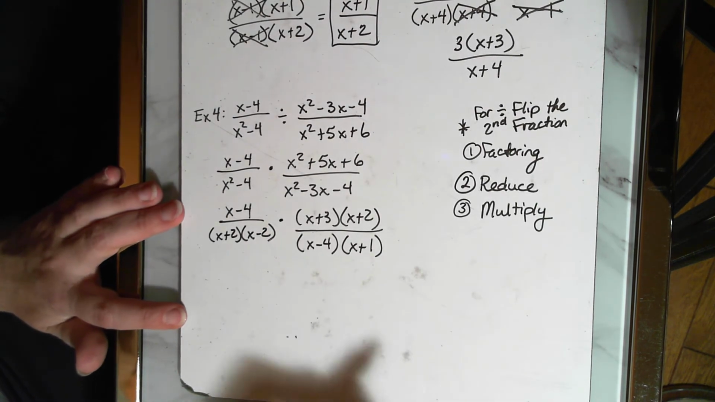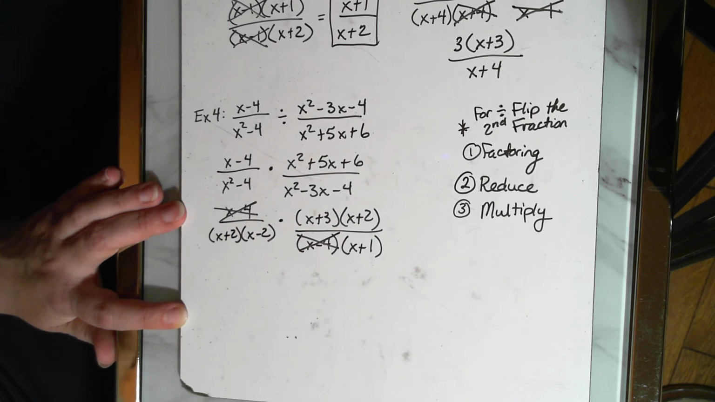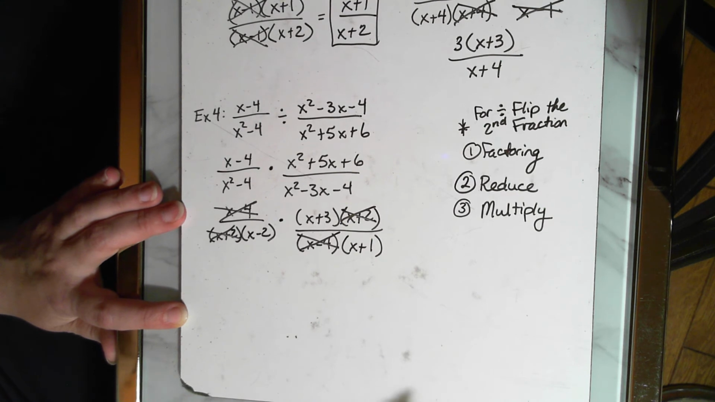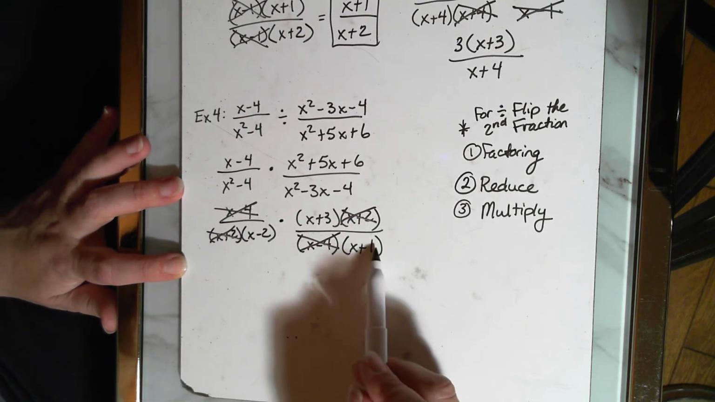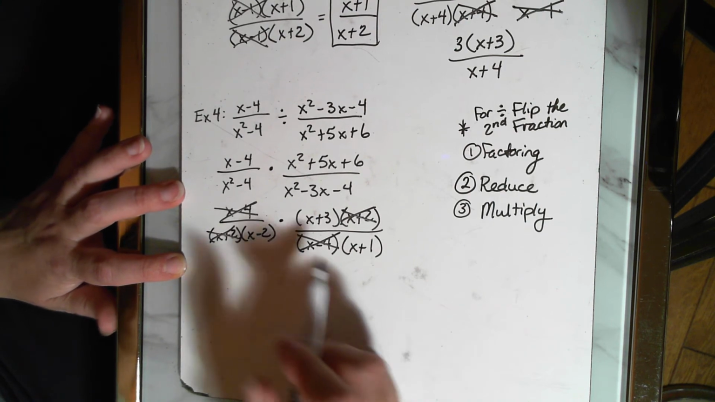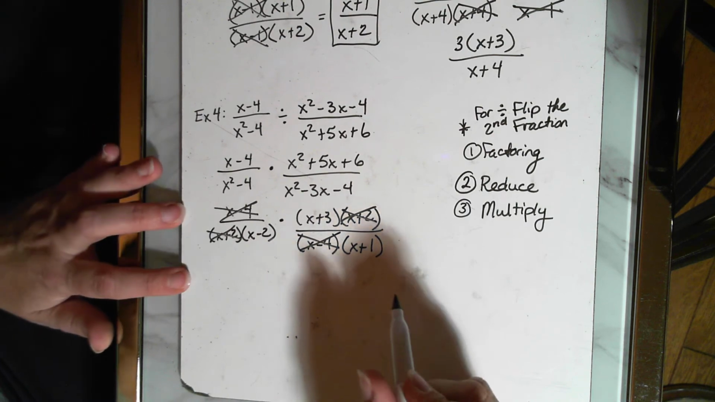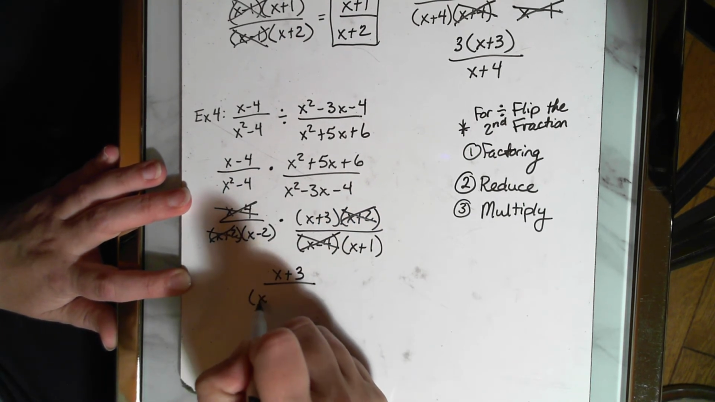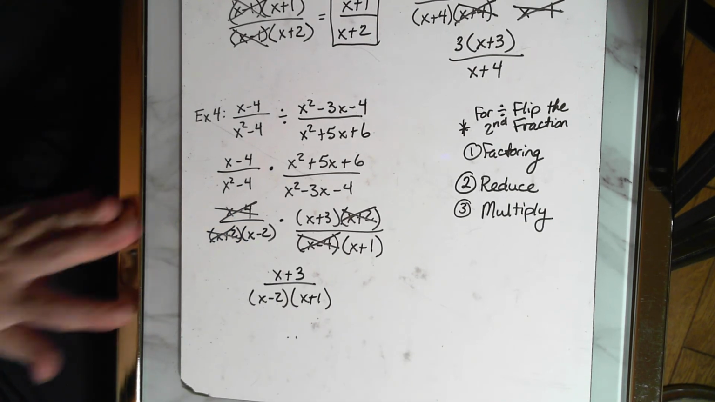Now I'll just reduce. X minus 4 can reduce with the other x minus 4. X plus 2 can reduce with the other x plus 2. Now, finally, I'm just going to multiply everything across. So anything that's left over gets all multiplied together. And don't forget, you have to keep the things in the numerator in the numerator. The things in the denominator belong in the denominator. So that is my final answer.